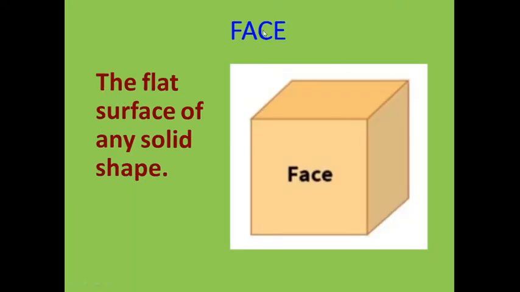Now what is a face? What is the face of any solid shape? The flat surface of any solid shape is called the face of the object. The object should rest on a flat surface. If there is a flat surface on any shape, that is called the face of the object.